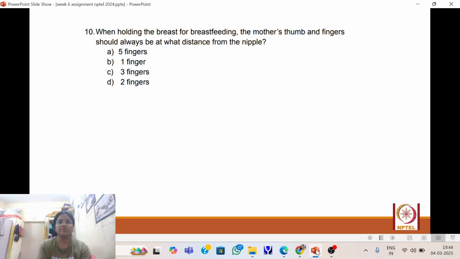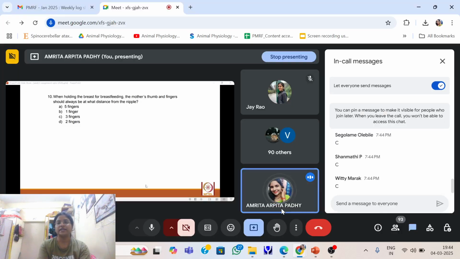When holding the breast for breastfeeding, the mother's thumb and fingers should always be at what distance from the nipple? Five fingers, one finger, three fingers, or two fingers? Start answering. We are in the 10th question. I don't actually remember how many questions we have, but yeah, let's see.